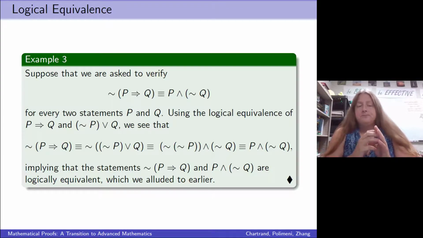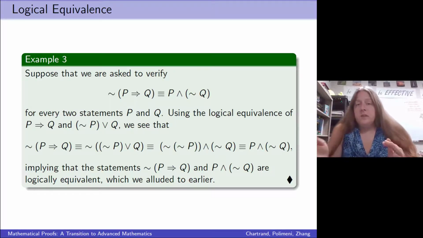All right, so if we have not (P implies Q) is equivalent to P and not Q, we're trying to show this equivalence. Whenever we're trying to show equivalence, we can either go through and make a logic table, or we can go through a series of logical steps using those laws that were in the previous theorem, so that we can start in one place and end up at the other place.